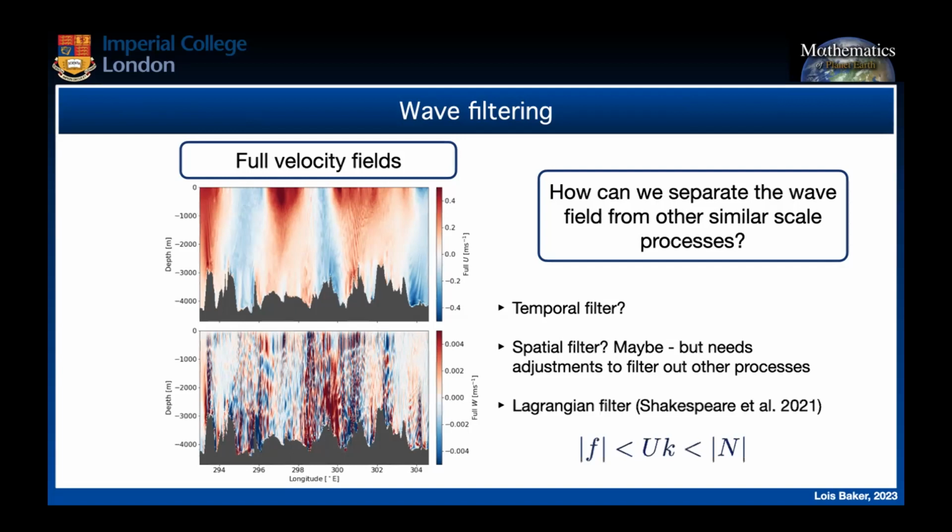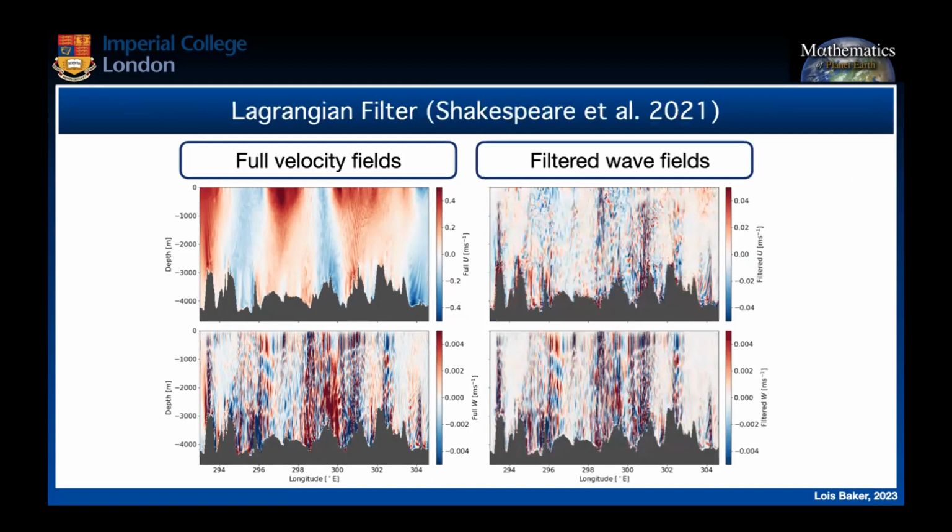But then another method we used was a Lagrangian filter developed by Shakespeare et al. 2021, which is a really nice method for filtering for waves in the frame of the flow. So you take the superinertial signal in the frame of the flow, and you call that your internal wave field. That pulls out the lee waves and also other types of internal waves. And this is what happens if you do that.